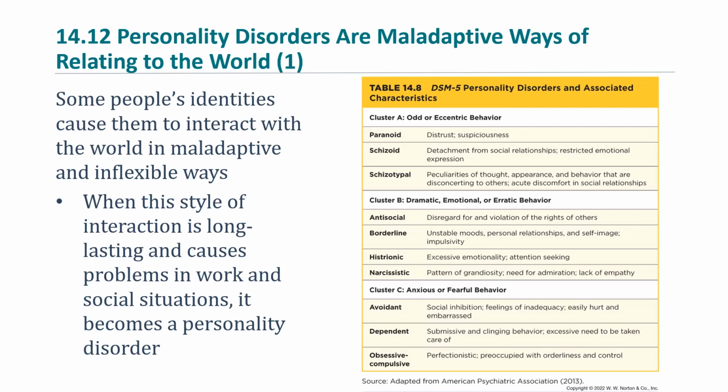Cluster B is characterized by dramatic, emotional, or erratic behavior. It includes antisocial personality disorder, borderline personality disorder, histrionic, and also narcissistic personality disorder. And then we have cluster C, which is characterized by anxious or fearful behavior. It includes avoidant, dependent, and obsessive compulsive personality disorders. Now, we already talked about OCD, obsessive compulsive disorder.